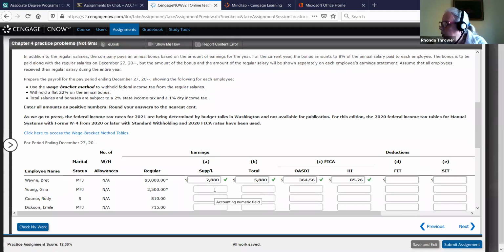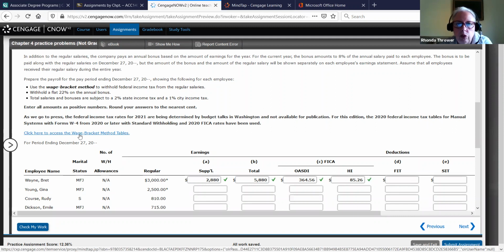I'll double check my math. Okay, so 633.60 is 22% of the supplemental amount. But then you have to look up the 3,000 regular monthly pay on the wage bracket method. And here's where you have to take into consideration the marital status. He's married, filing jointly. 3,000 is what we need to look up. He's paid by the month, so remember, we got to look up for the month. It's monthly, married, filing jointly, and it's $3,000.